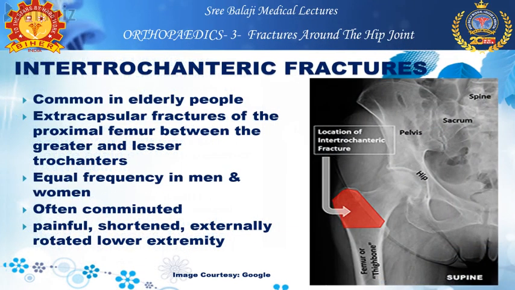Intertrochanteric fracture is most common in elderly people, and it's an extracapsular fracture of the proximal femur between the greater trochanter and lesser trochanter. There is equal frequency in men and women, and they are often comminuted. Clinically, a painful, shortened, externally rotated lower extremity is present.